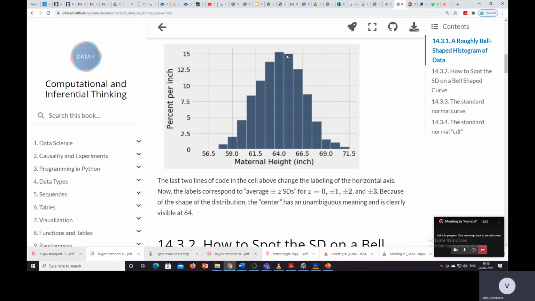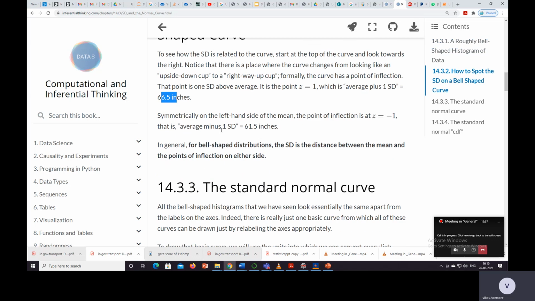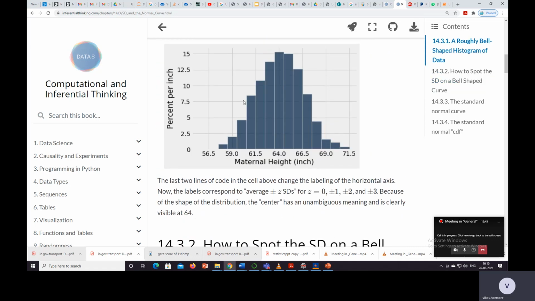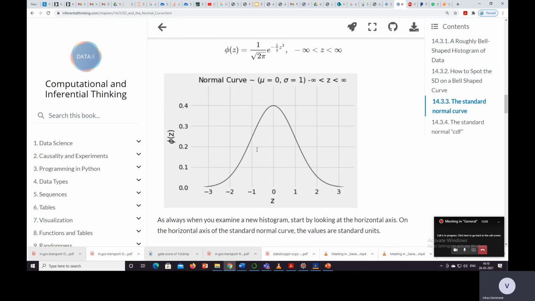So here we can see 66.5. Okay. Then symmetrically on the left hand side of the mean, the point of inflection is z equal to -1. So here we have 61.5 as the point of inflection. On this diagram, this is the point of inflection on the left hand side, -1, where this horizontal line touches the curve. Okay, that is the point of inflection. Here also, on the positive one side, it is a point of inflection.